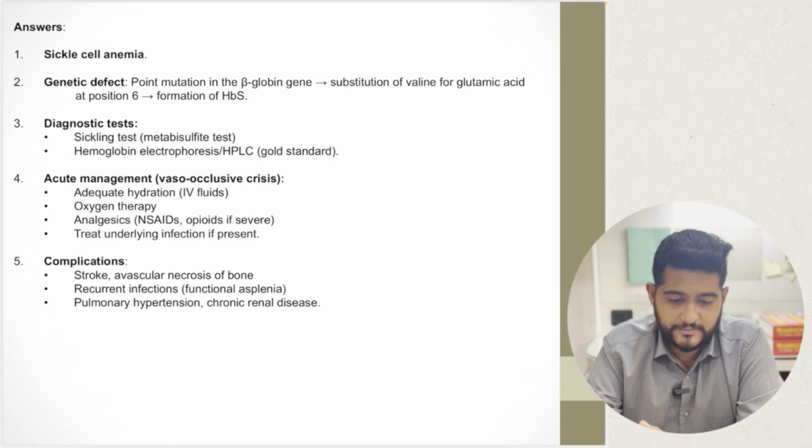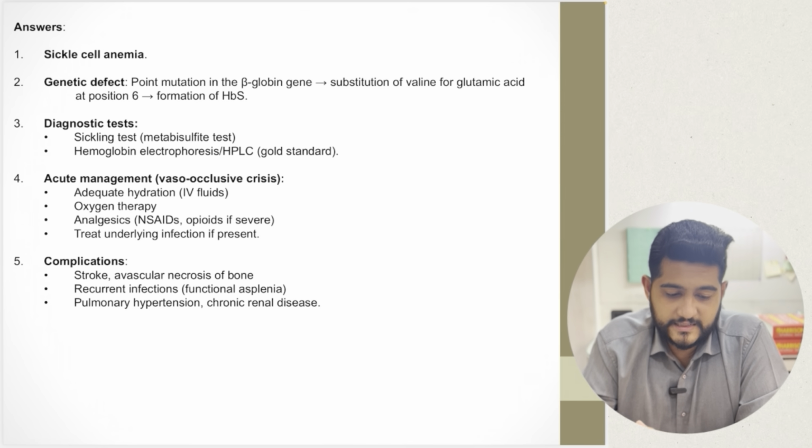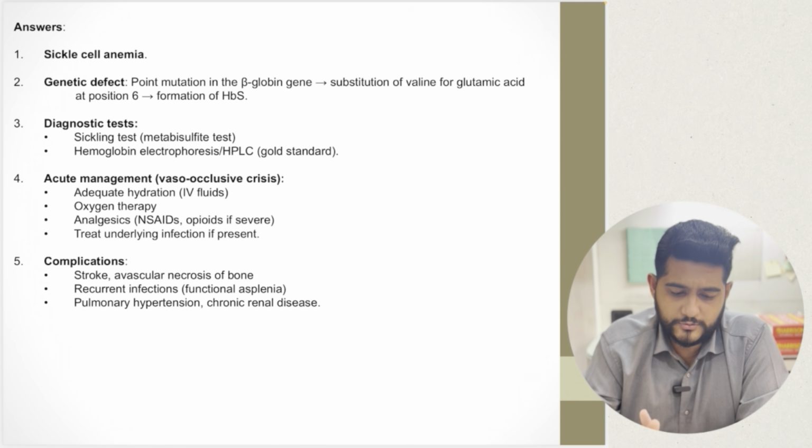The genetic defect is a point mutation in the beta globin chain, that is substitution of valine for glutamic acid at position 6, which leads to formation of HbS instead of the normal hemoglobin. The diagnostic tests are the sickling test and hemoglobin electrophoresis, that is HPLC, which is the gold standard.